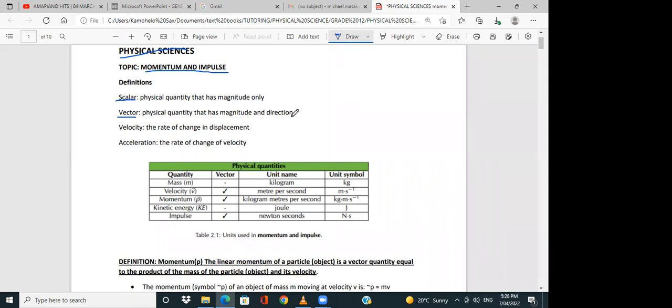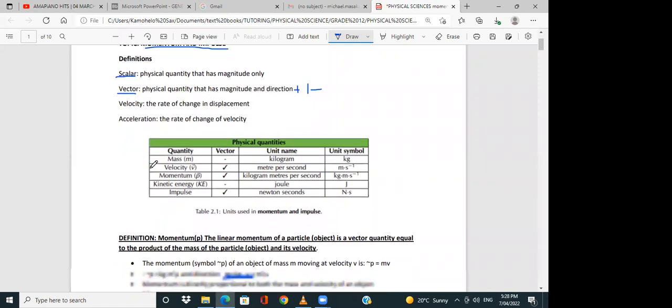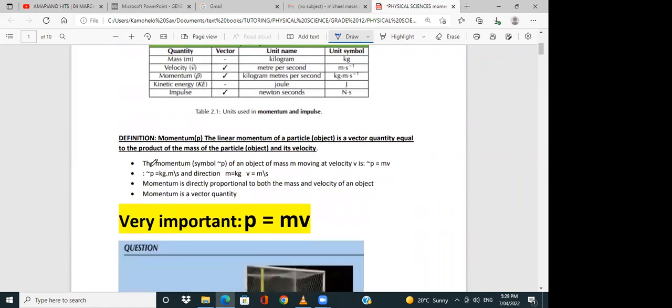Our vector quantities can be designated as positive or negative when choosing direction. It will depend on which direction your vector quantity is traveling. And then we have another thing we call velocity and acceleration.